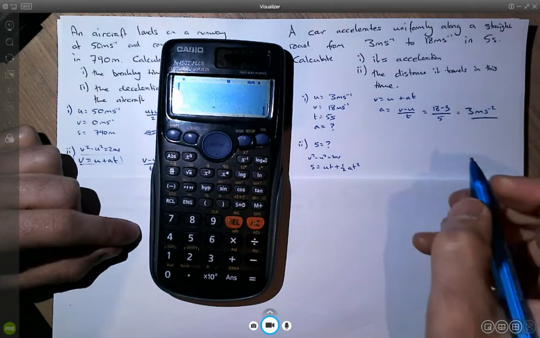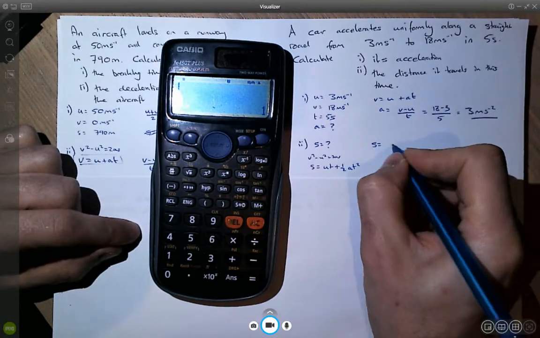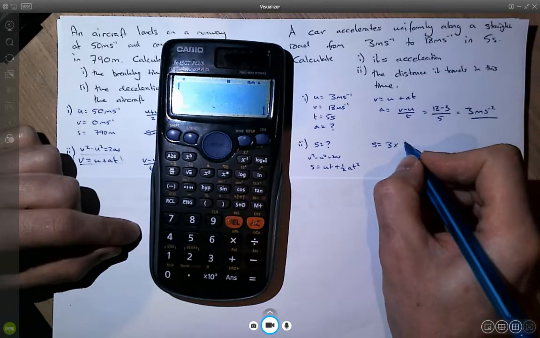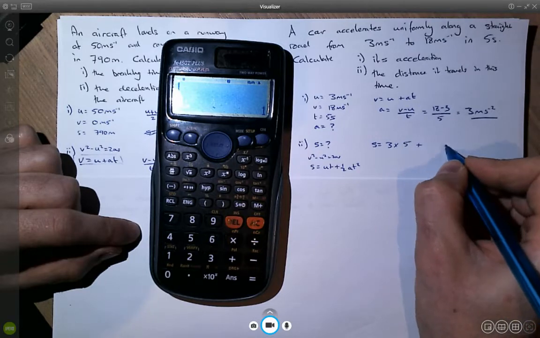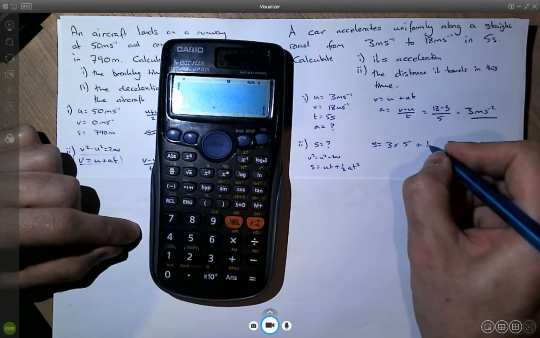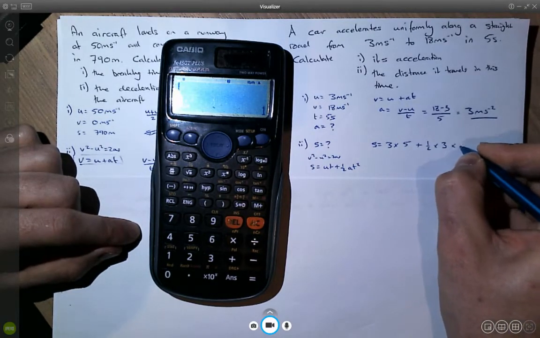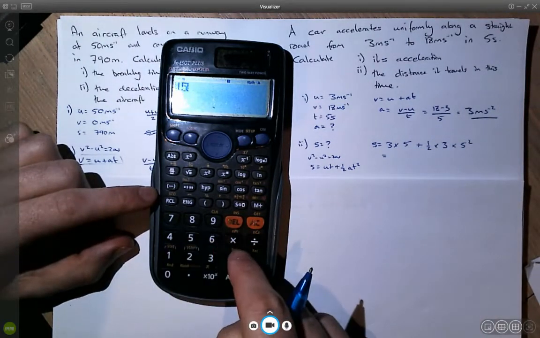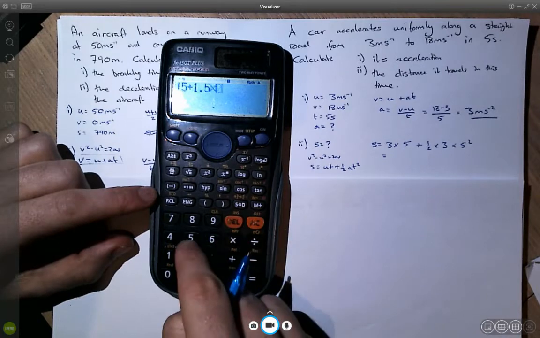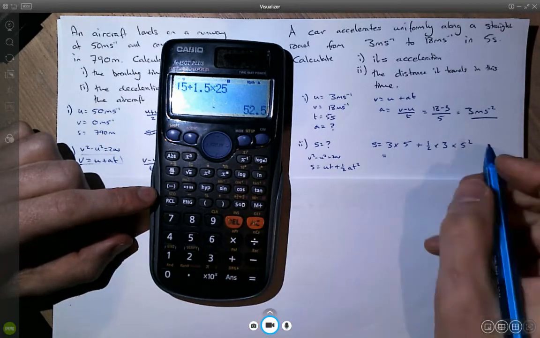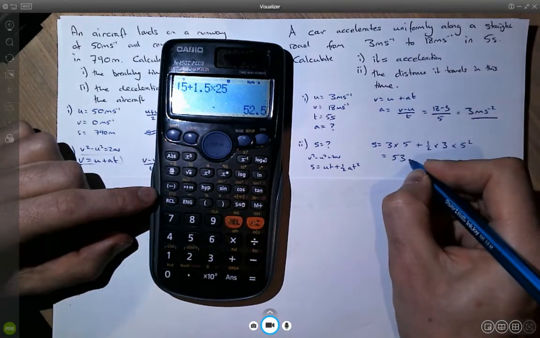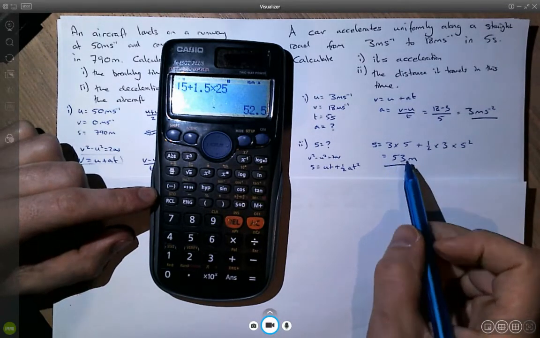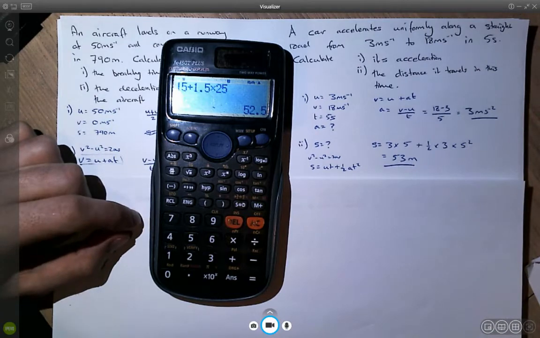So s is our initial velocity 3 times by the time, which is 5 seconds, plus the distance it travels while it's accelerating, half times 3 times 5 squared. So that's 15 plus 1.5 times by 25 is equal to 53 meters. I'm going to give my answer to 2 significant figures because that's what I've been given in the question.